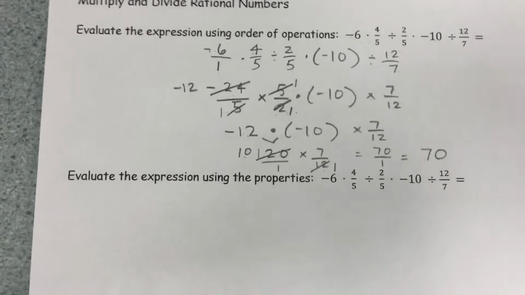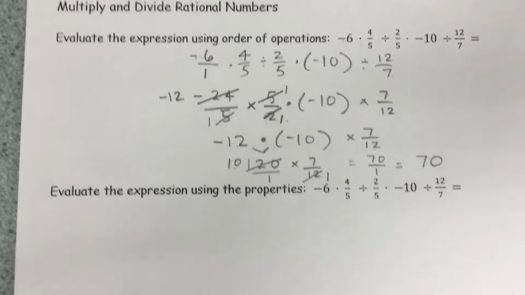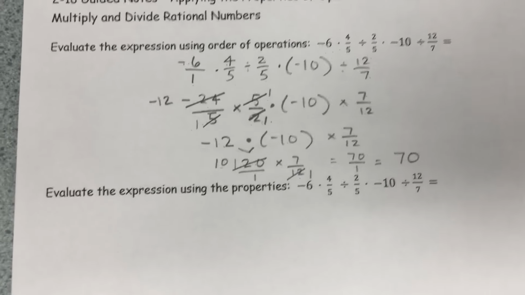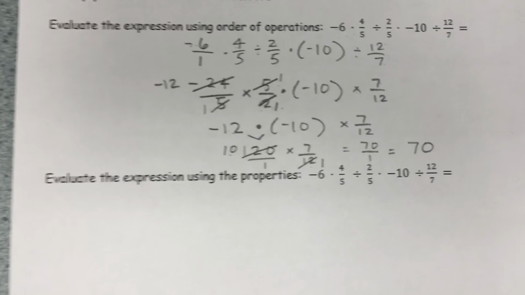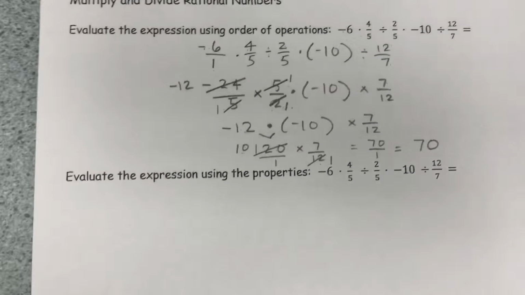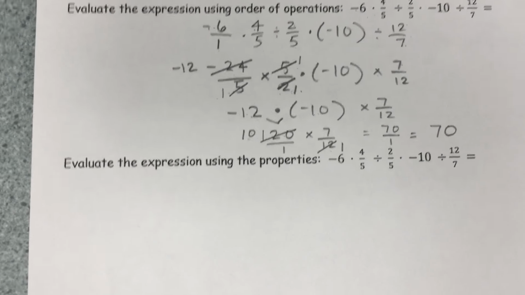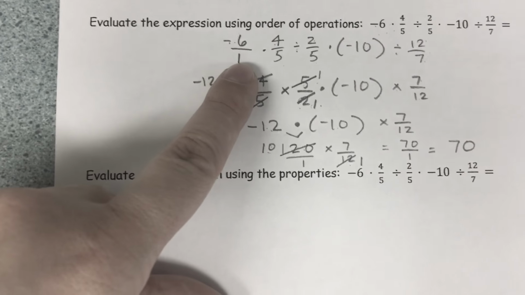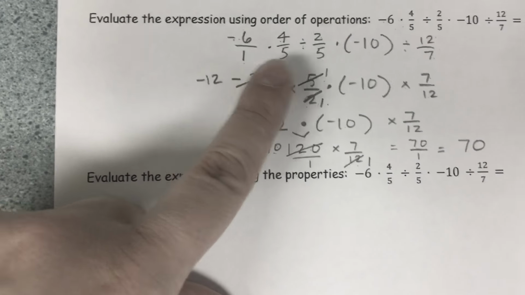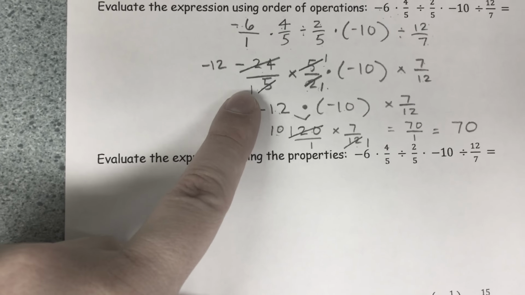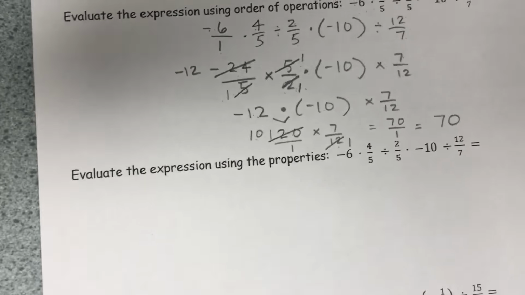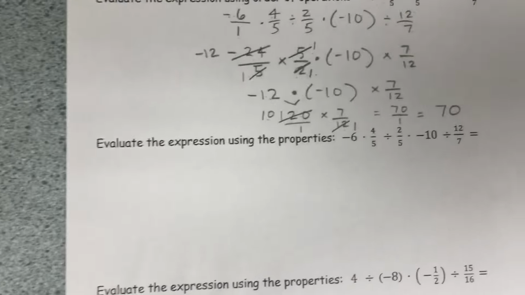The next thing we are going to do is evaluate it using properties. The whole point of using properties is to make it easier and more efficient to solve your problems. Certain numbers go easier together when you multiply them. Notice up here when we had to do -6 times 4/5, it got us -24 over 5. This is to try to eliminate those odd numbers.